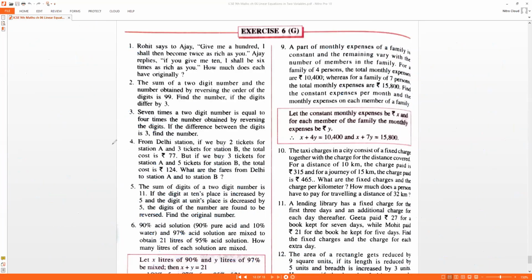Fourth one: from Delhi station, if you buy 2 tickets for station A and 3 tickets for station B. So this is Delhi, this is station A, and this is station B. 2 tickets for station A and 3 tickets for station B, the total cost is rupees 77. But if you buy 3 tickets for station A and 5 tickets for station B, the total cost is rupees 124. Okay. So let's go to the whiteboard.